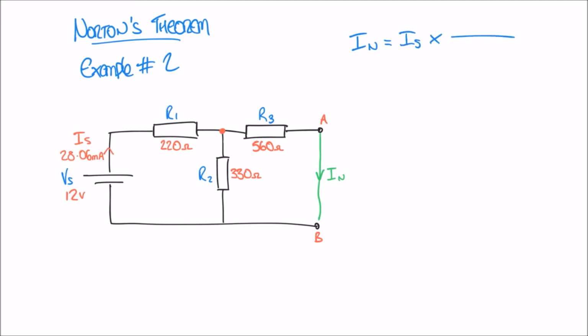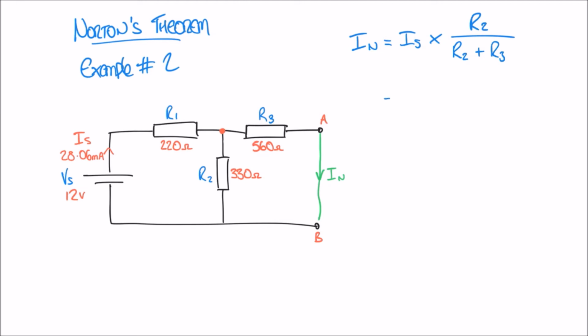And what we said with the current divider rule was that if we want to work out, in any split of two resistances, how much of our current goes through this resistor, then we need to put the opposite resistor on top. So in this case, we'll have R2 on the top of our fraction, R2 plus R3 on the bottom of our fraction.